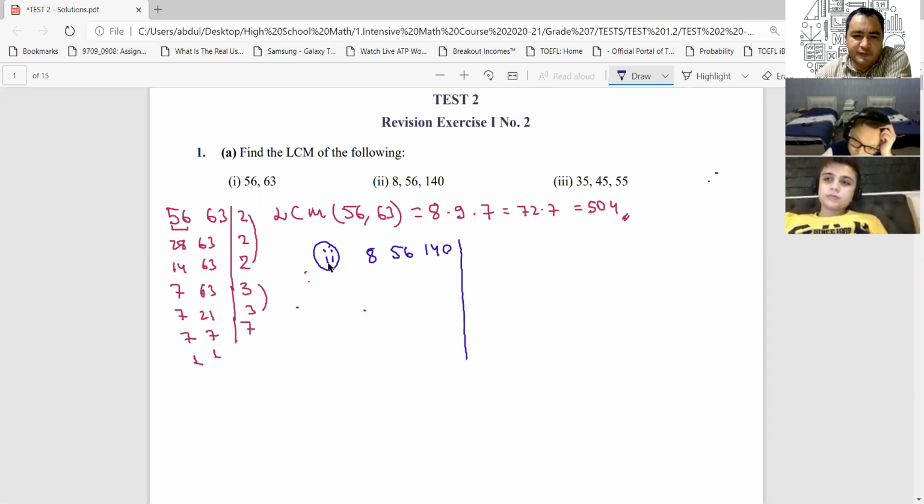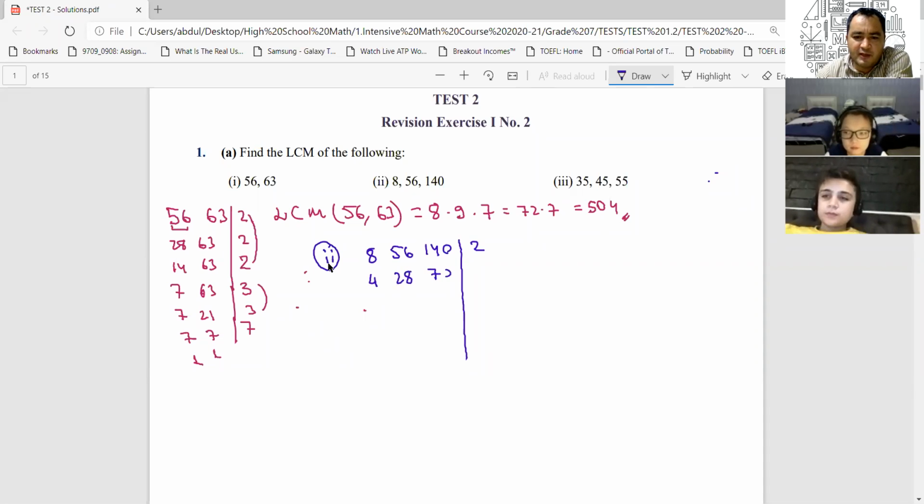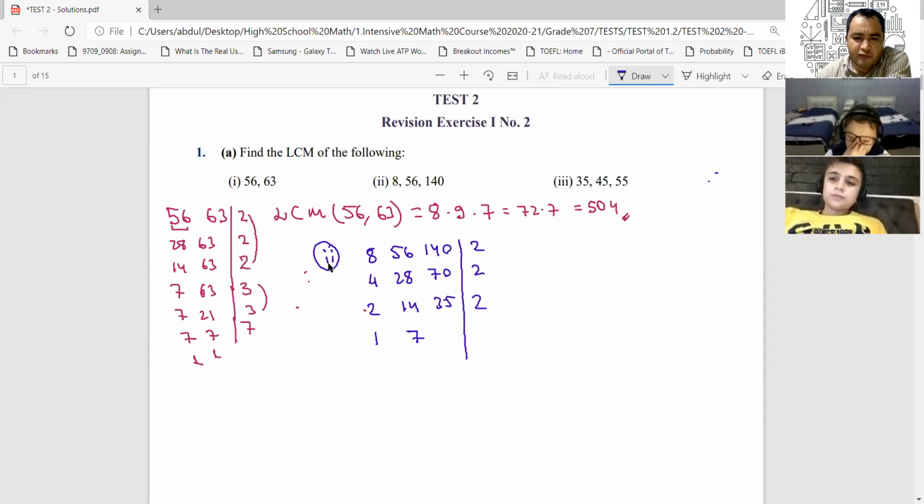So how about question 2? Let's divide by 2. Immediately here we have 4, 28. All numbers are divisible by 2. And again by 2, here we have 2, 14, and 35. Again divide by 2, here we have 1, 7. The 35 is not divisible by 2. Just write 35. Now the next prime number is 3, but these numbers are not divisible by 3.